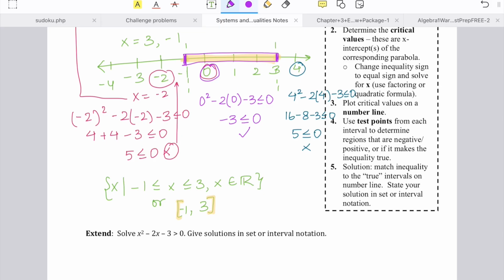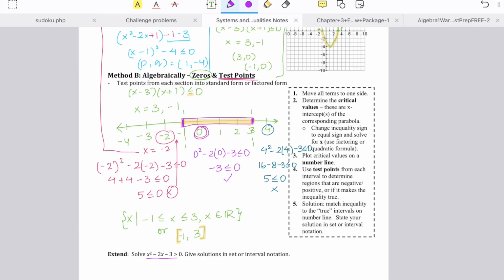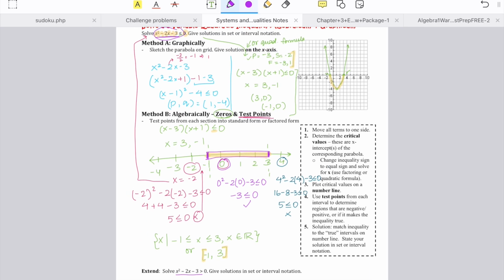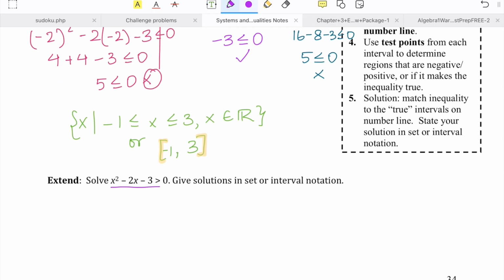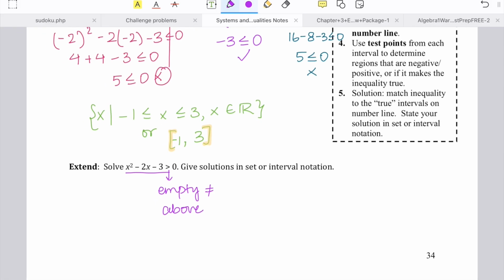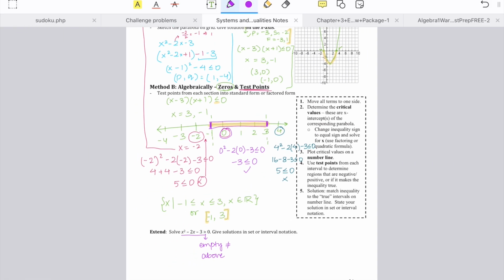Okay, now they've given us the same function as we had over here, and they've changed the sign to greater than 0. So will it be a full circle or empty circle? Empty circle, because we don't have an equal to sign, right? Will it be shaded above or below? Because we're looking at our x, it's going to be above, right? So it'll be the same graph as we had over here.